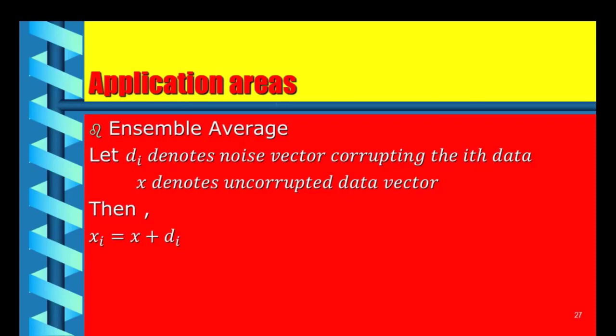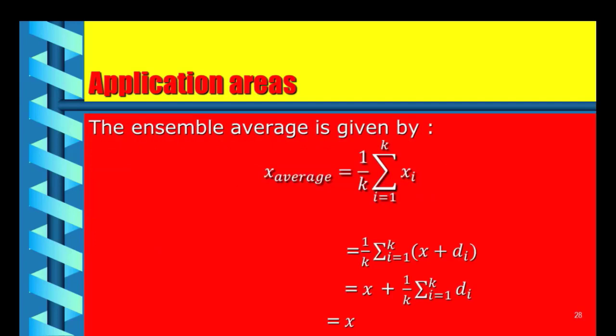Application areas. A very simple application of the addition operation is improving the quality of measured data corrupted by additive noise. Let Di denote the noise vector corrupting the data, and X denote the uncorrupted data vector. Then the sum of these two quantities equals Xi, which is equal to the uncorrupted data vector plus the noise vector.